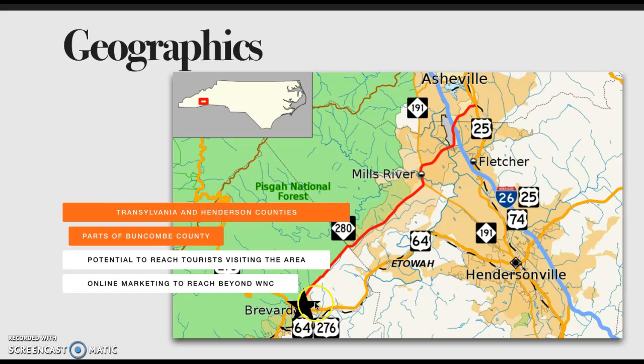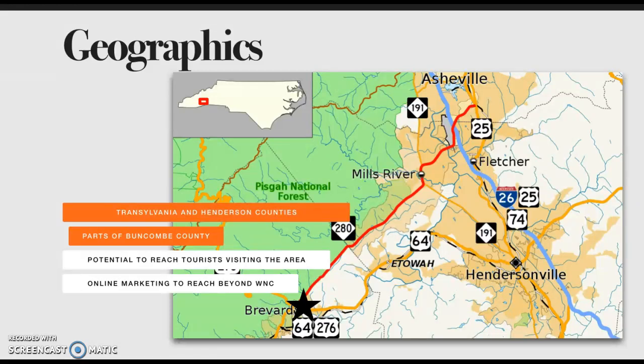I am here in Brevard, and this map was perfect. It allowed me to group up Hendersonville, Mills River, Fletcher, and even the bottom half of Buncombe County. And then there is a huge tourism area here because of Pisgah National Forest and the wide variety of camps and cycling that comes through this area. So there's a potential to reach tourists visiting the area.